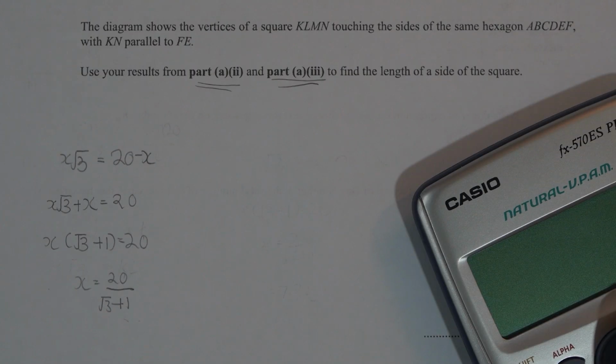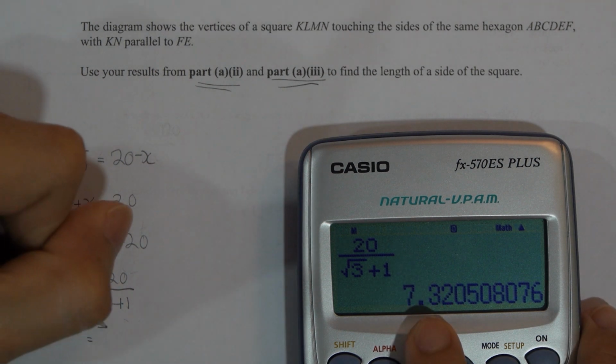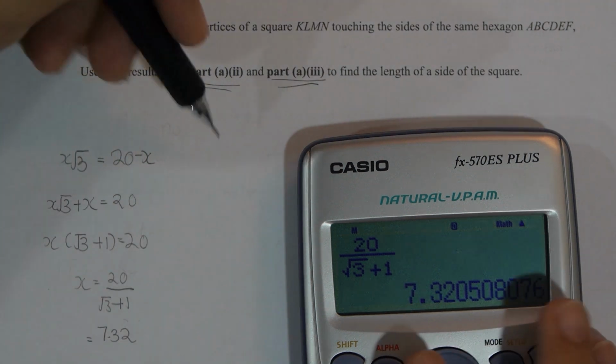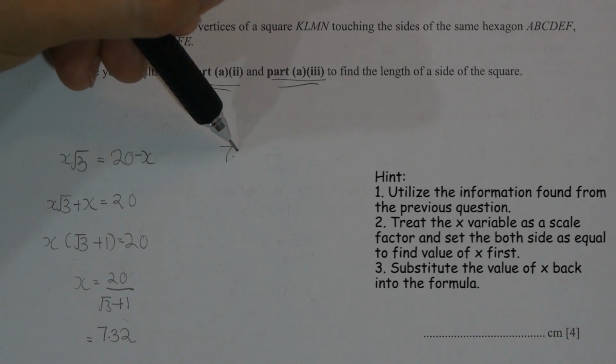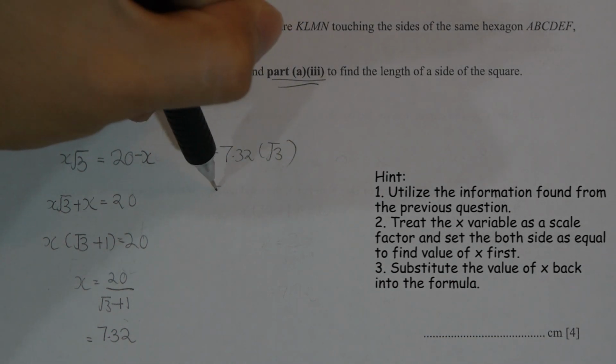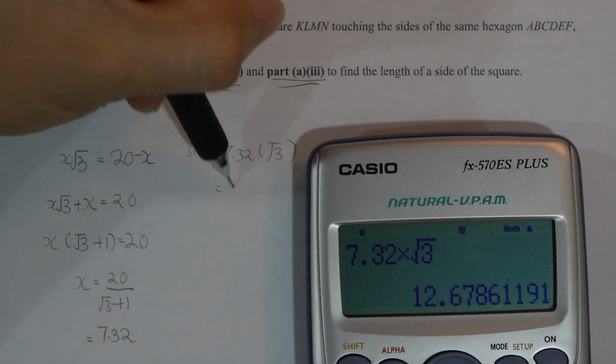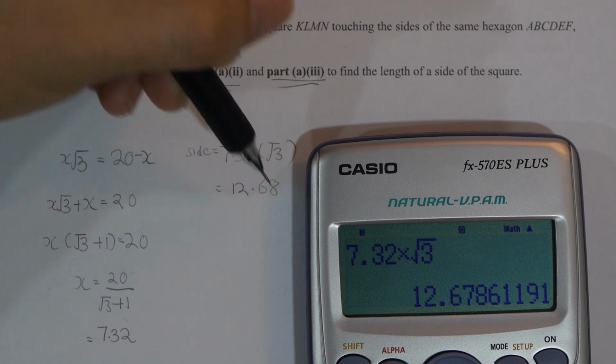So with that being said, you'll be able to identify that if both of them are the same, the x value will actually be 7.32. So with this 7.32, substitute it back into the question. Okay, then you'll be able to identify each side's value, which is 12.68.